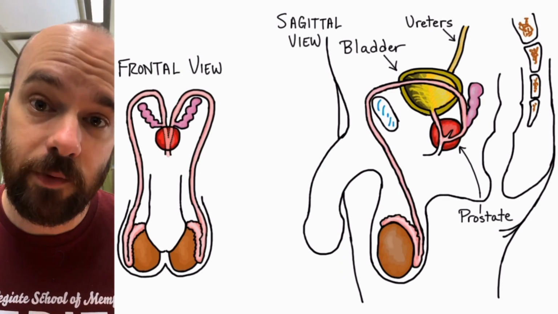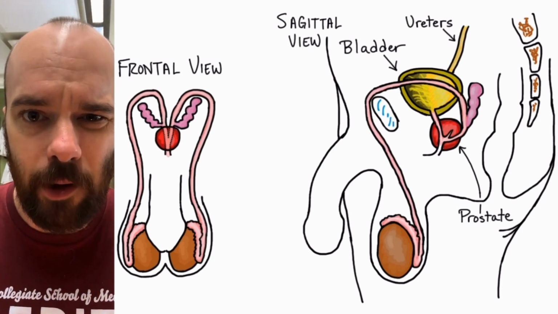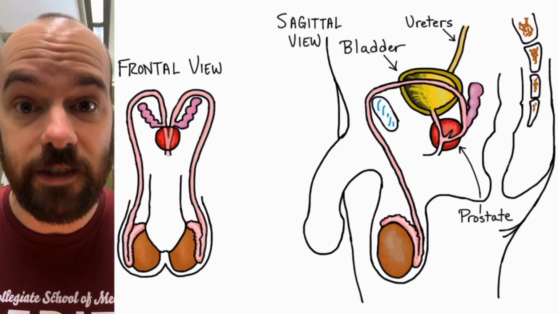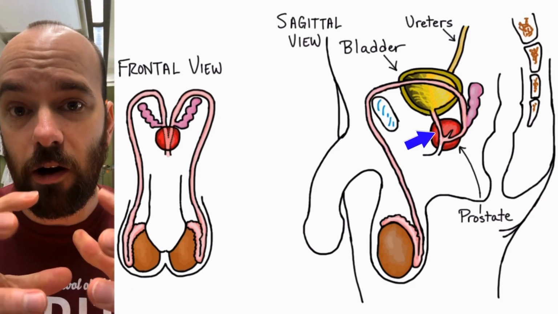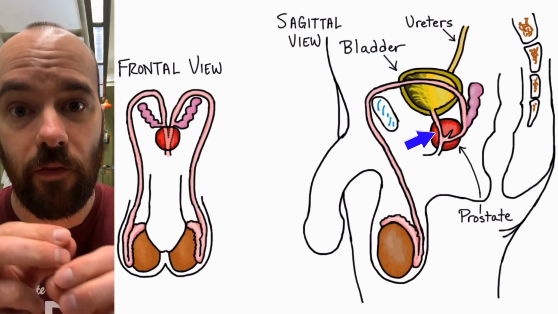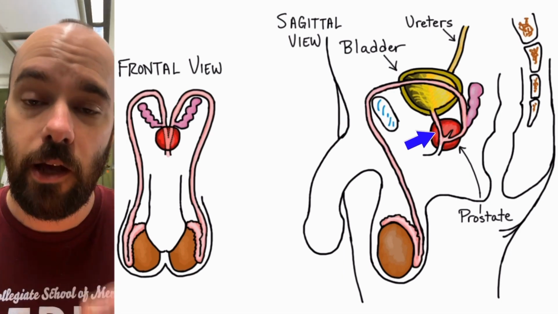Oftentimes, one of the first symptoms of an enlarged prostate or prostate cancer is difficulty urinating. So let's think about why that would be. We'll notice that the prostate surrounds the urethra just below the bladder. If that prostate is enlarged, it's going to be pushing on the walls of the urethra, making it really difficult for urine to travel through the urethra and out of the body.